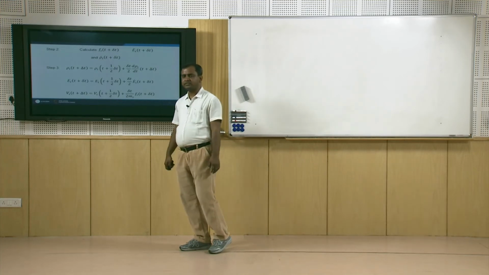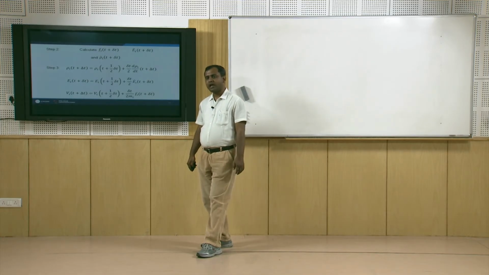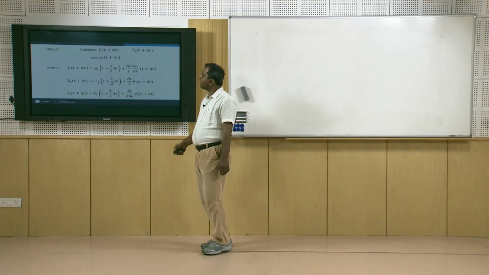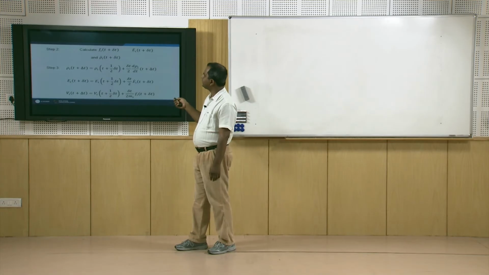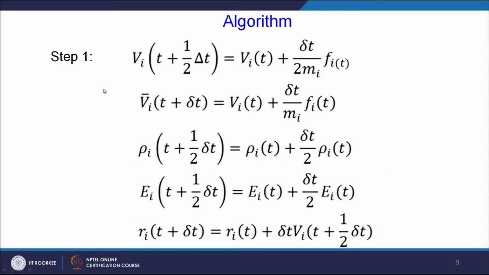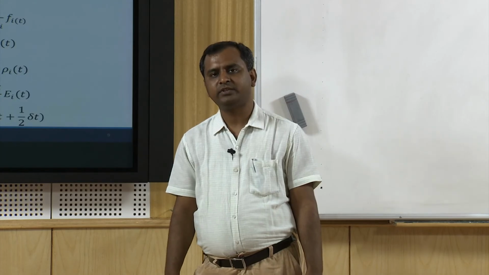Next, the second step: after finding all these variables at the t plus delta t by 2th time step and a pseudo velocity at the t plus delta t th time step, we go for calculation of the actual values of force, energy and density change. Remember, these are dot quantities: with respect to time, how much it is changing, that we are trying to find out. We can find this by putting the value of Vi bar t plus delta t in the continuity, momentum and energy equations. If you remember, in the continuity, momentum and energy equations we have the time derivatives on the left hand side.